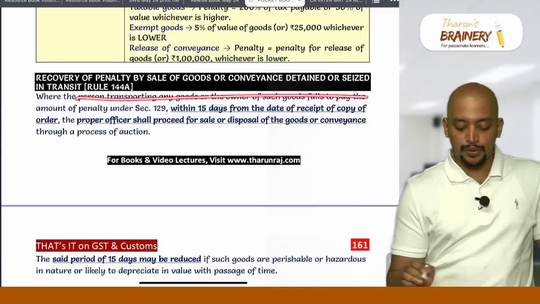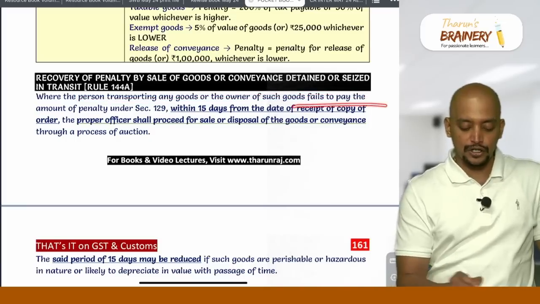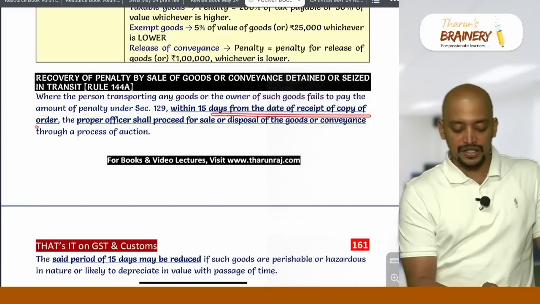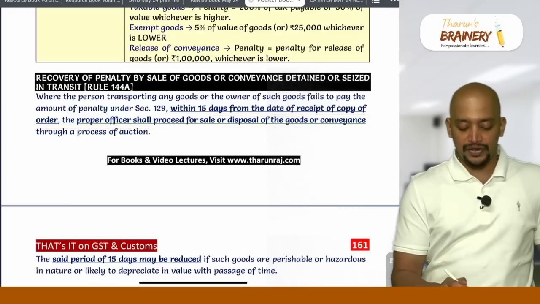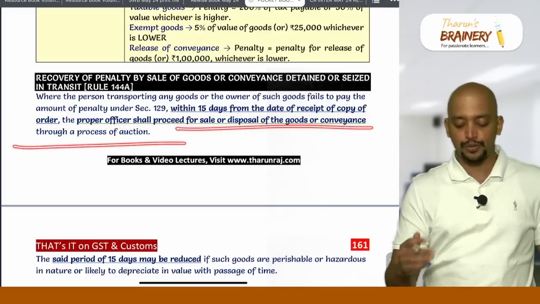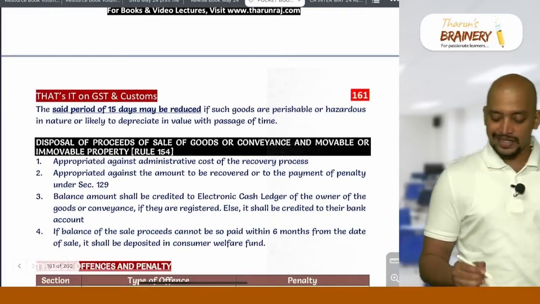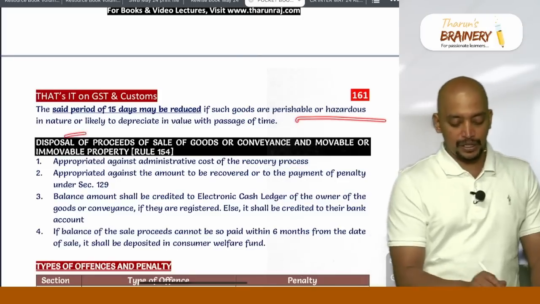Where the person transporting any goods or the owner of such goods fails to pay the amount of penalty under 129 within 15 days from the date of receipt of copy of order, the proper officer shall proceed for sale or disposal of the goods or conveyance through auction. And the said period of 15 days may be reduced in case of perishable or hazardous goods.